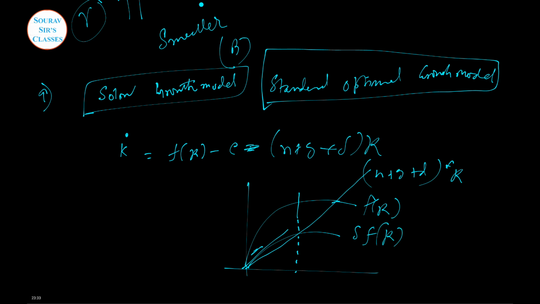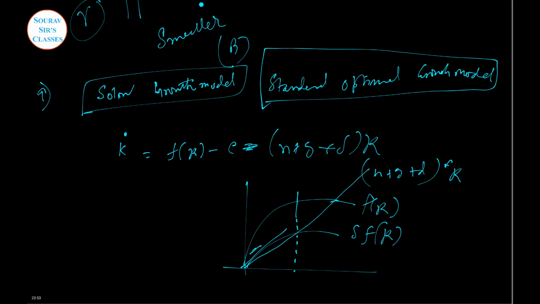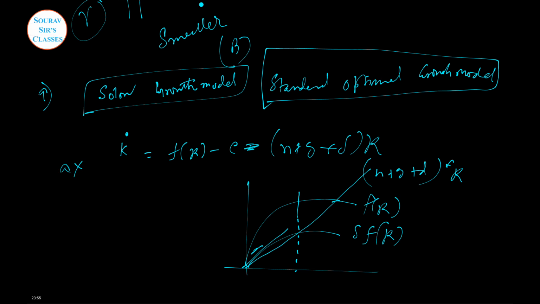So under these circumstances, the first option says the rate of technological progress is endogenous in the former but exogenous in the latter. Now this is completely wrong. The rate of technological progress is actually exogenous in the first and endogenous in the second. So the first option is incorrect. Let's go for the second option.